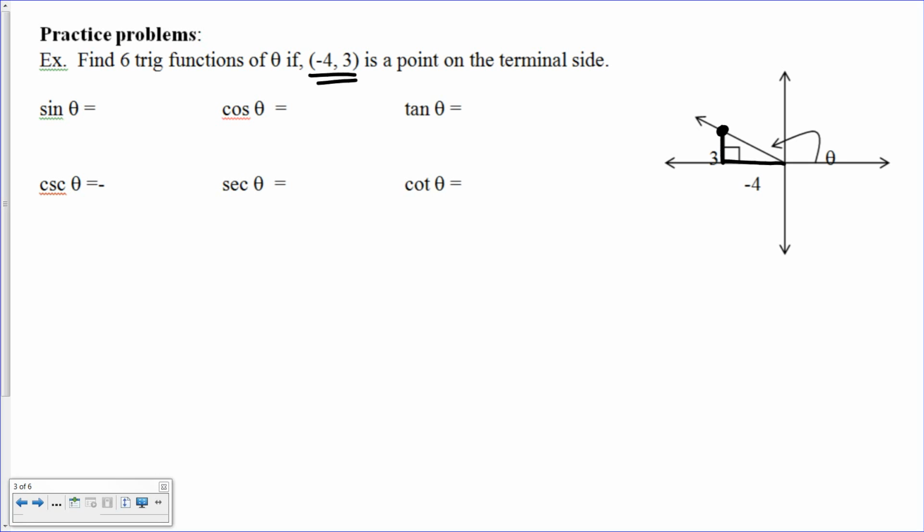What is the first thing that I need to solve for in order to fill out my 6 trig functions? There's a missing element in this problem. The answer should be 5.